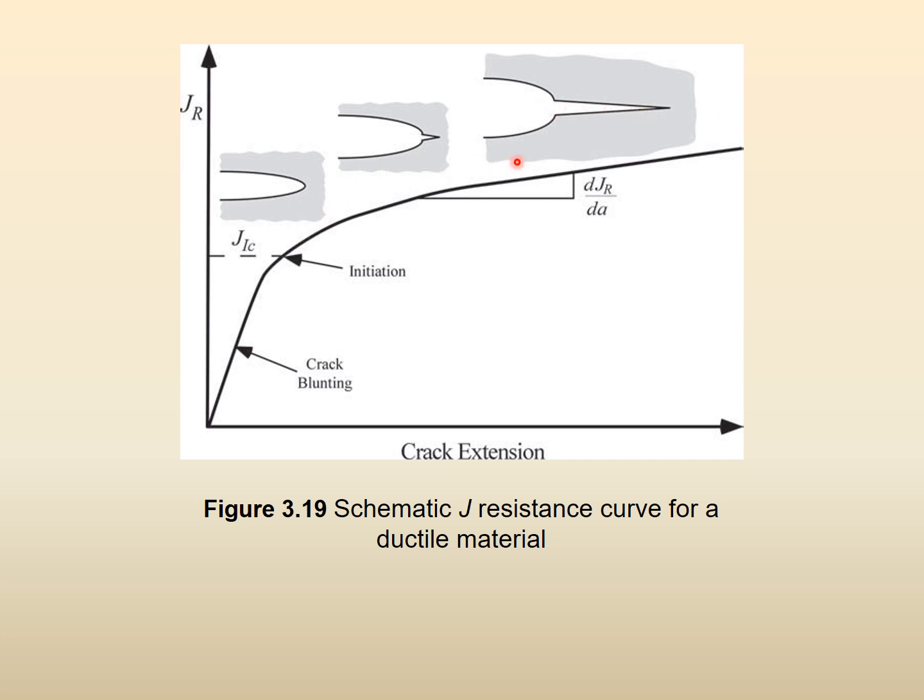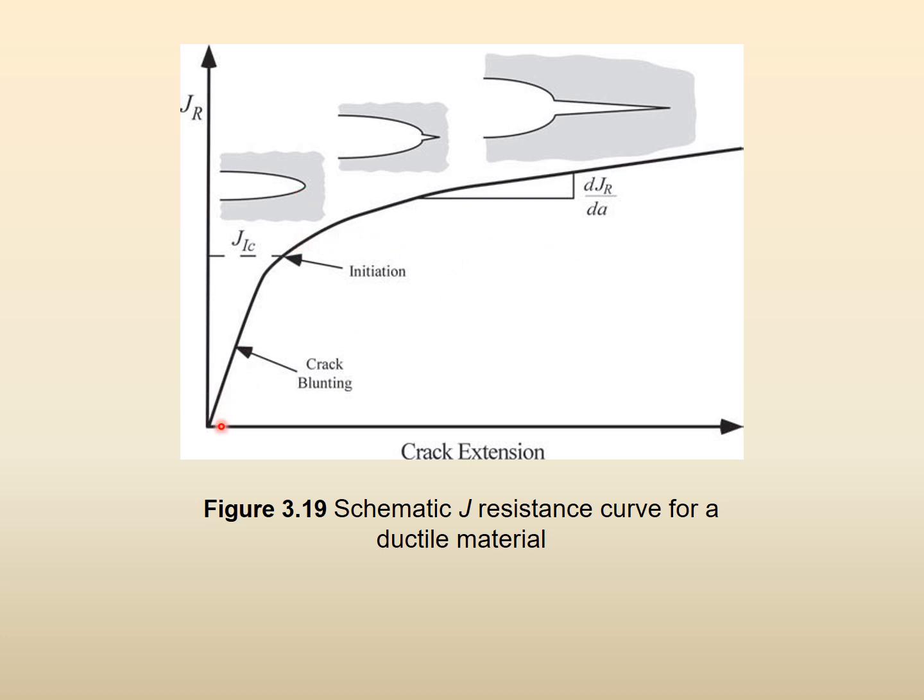And because it is a non-linear place, at any point, from this point to this point, you find the change in J and the change in A. So this is the slope, dJ/dA, for the JR crack resistance curve. Initially, this slope is very steep, and then it starts to decrease. Here you need to change J only a little for the crack to grow.